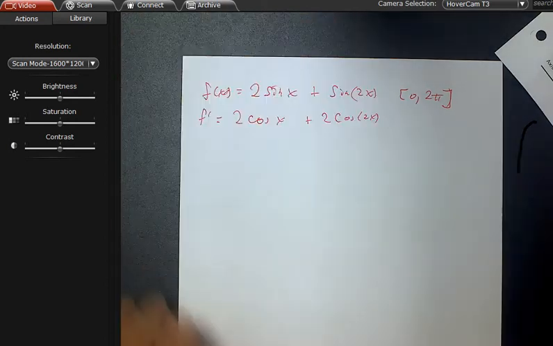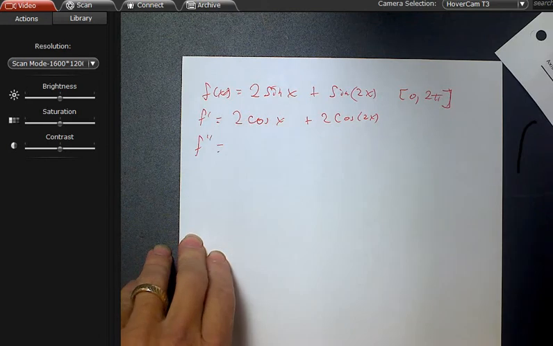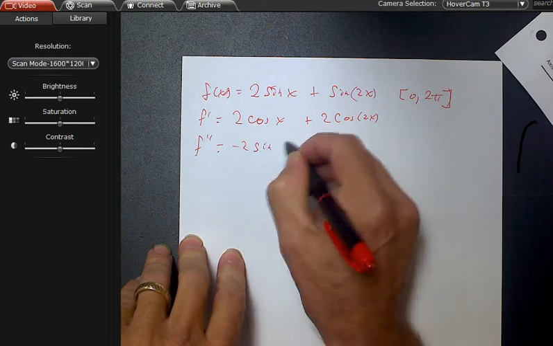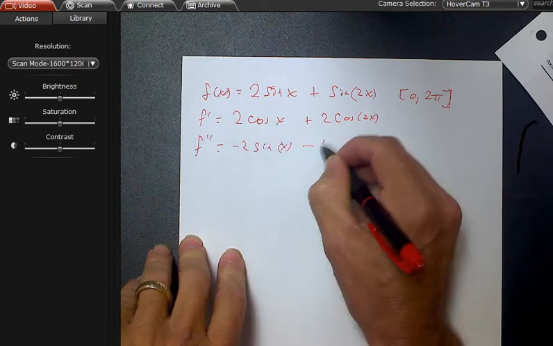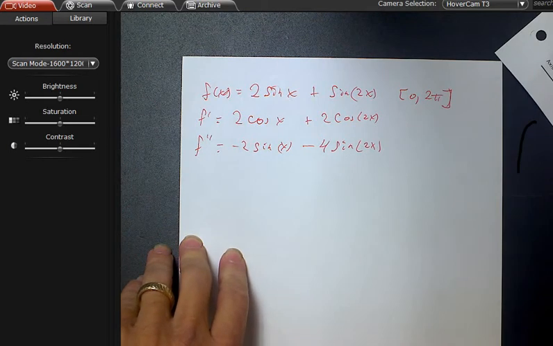Okay. f double prime equals negative 2 sine x minus 4 sine 2x. I have a sine of 2x, and I have a minus. Okay, that works. All right.